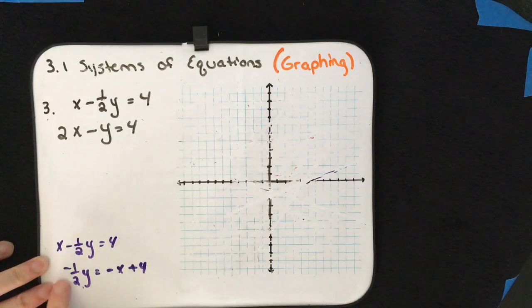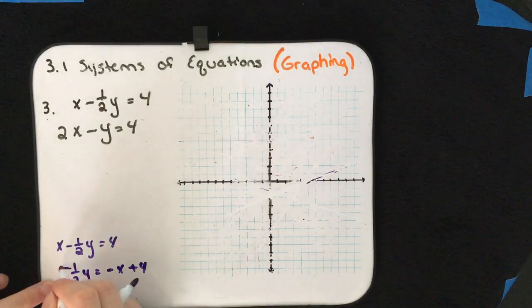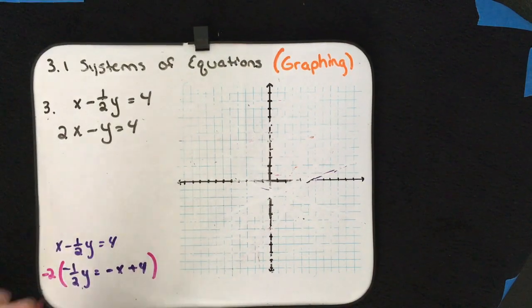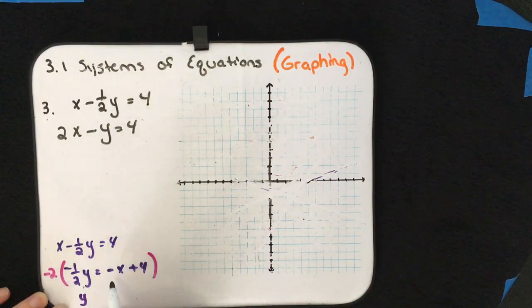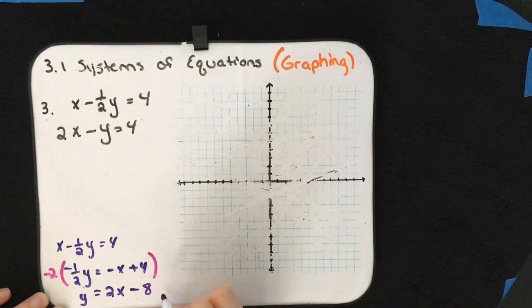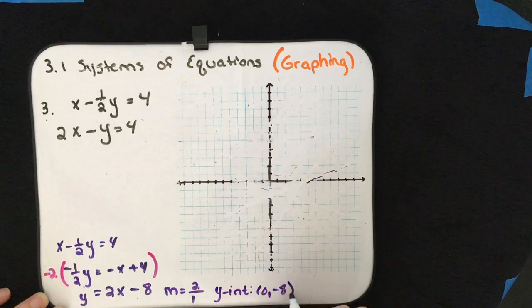I need to get rid of this negative 1/2 right here. So I can do that by multiplying everything by negative 2. So if I do negative 2 times negative 1/2, that's just going to give me y. If I do negative 2 times negative x, that's going to give me positive 2x. And negative 2 times positive 4 is negative 8. So this one, our slope is 2, or 2 over 1, and our y-intercept is 0, negative 8.